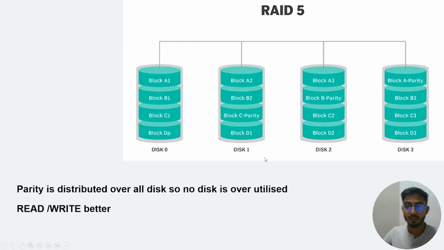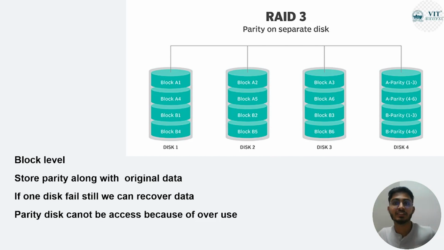RAID 3. Firstly, we will see RAID 3. Parity on a separate disk. RAID 2 is also there. In RAID 2, byte level parity is there. It is not very important. So in RAID 3, block level parity is there, and we will see about RAID 3, right?